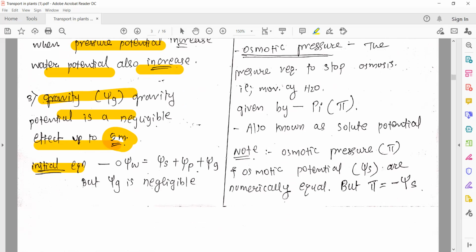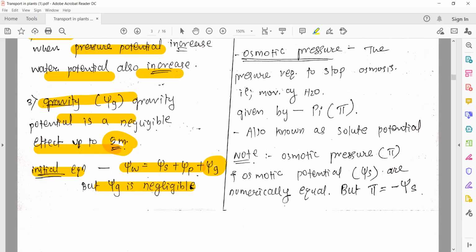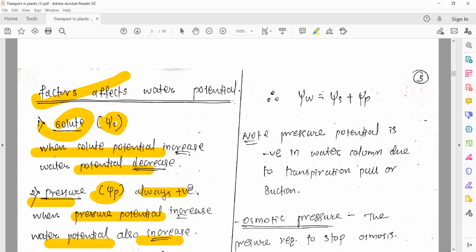Now the initial equation, if you write it with respect to all these three above-mentioned points, is this: Psi W, that means water potential, is equal to solute potential plus pressure potential plus gravity potential. But you know that gravity potential is negligible up to 5 meters. Therefore, by skipping that point, you get a very good equation: water potential is equal to solute potential plus pressure potential. This is the equation you should keep in mind. From this equation, many questions can come.